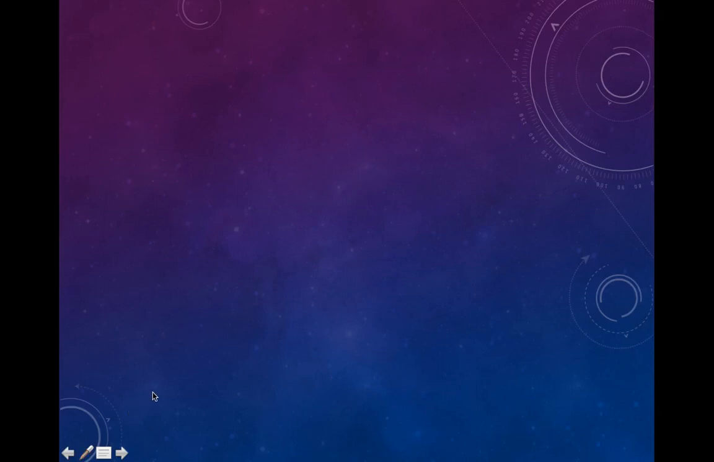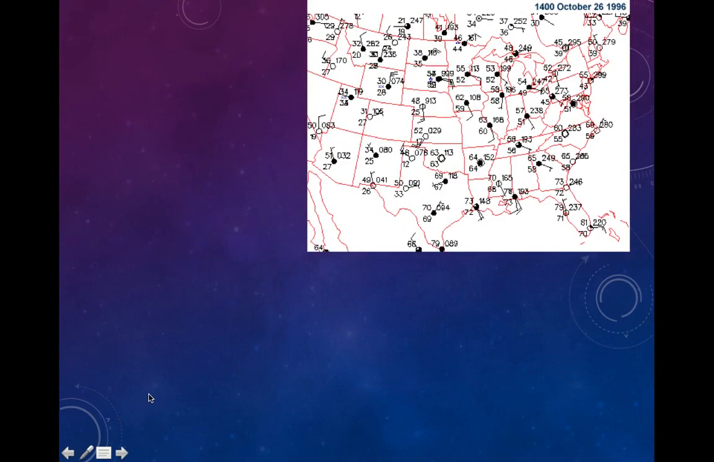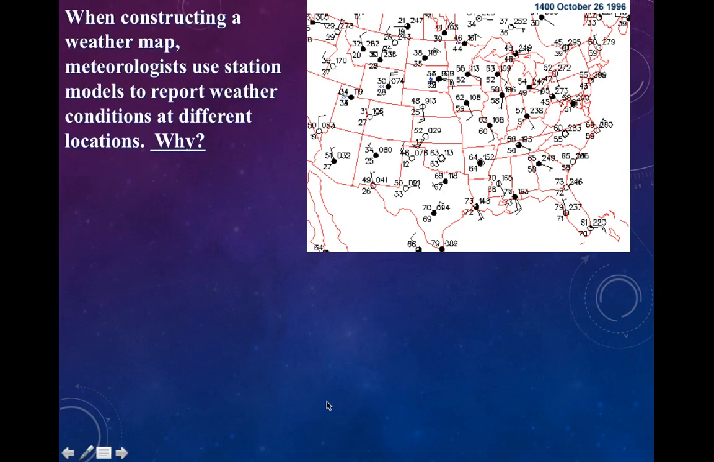Hey guys, today we're going to wrap up the second part of weather, and the way we're going to end it, we're going to be looking at something called synoptic weather maps. So when constructing a weather map, what we look for is these little station models.